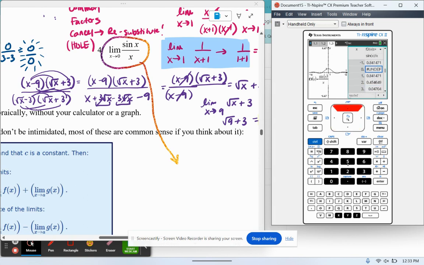It's going to be undefined because if you directly substitute it in, you would get 0 over 0. But looking at the graph, you can see that on either side, it's approaching 0.841. You could do menu, table, edit, ask. You can go really, really close to 0. What would be really, really close to 0?